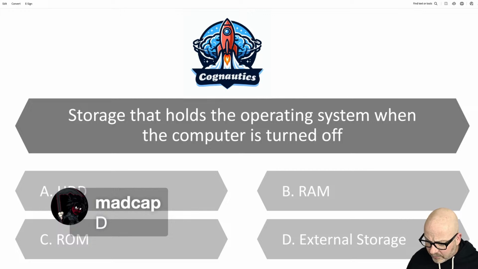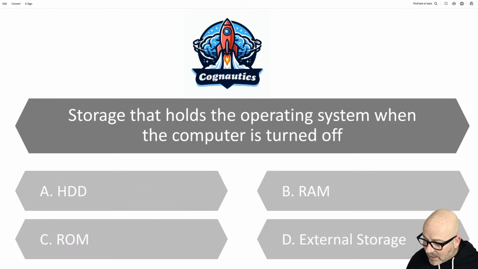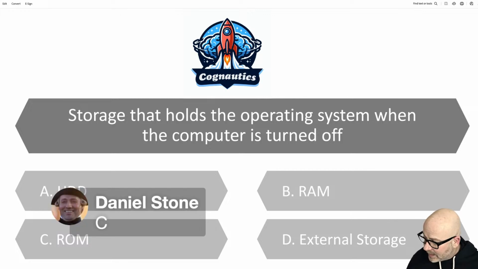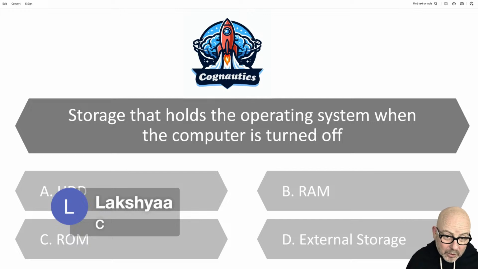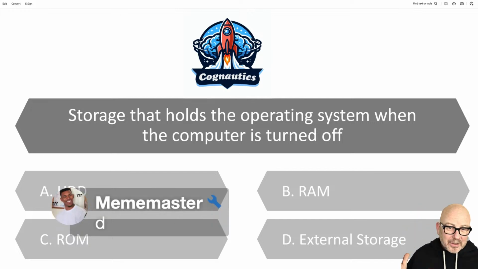So we've got Dan who's saying C. Now, that is an interesting answer, Dan. We've got Palak who's saying C. This is good because this is what they call a hinge question, because this demonstrates that Lakshaya is saying C as well. Okay. So it's not ROM that holds the OS when the computer's turned off. ROM's job, ooh, so now Meme Master saying D. That's not a terrible answer. It could be external storage, but it's not.